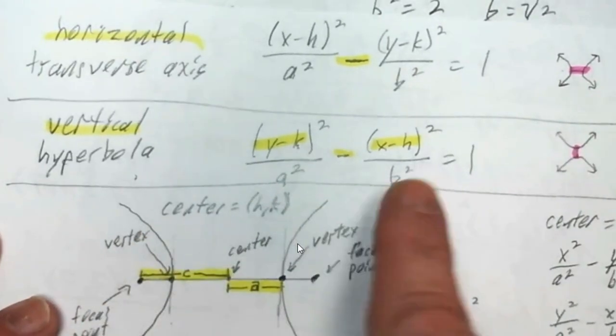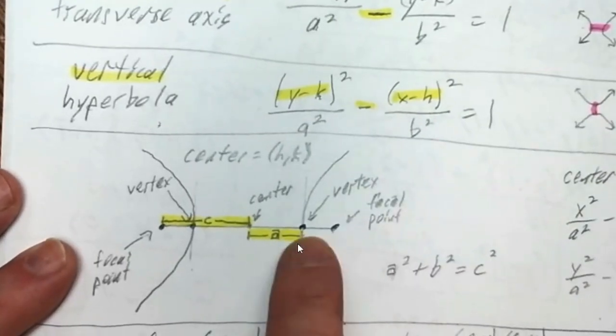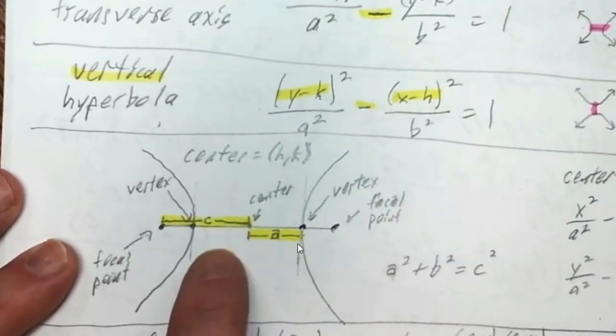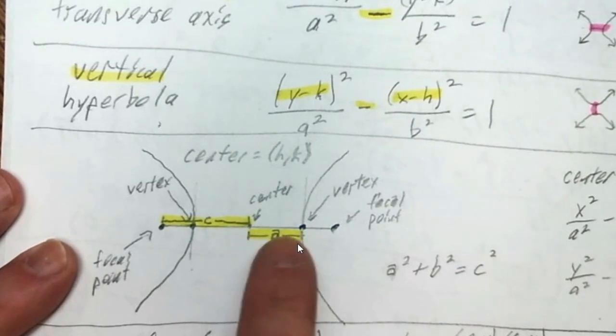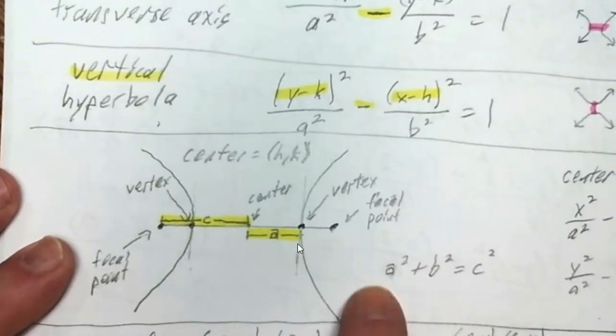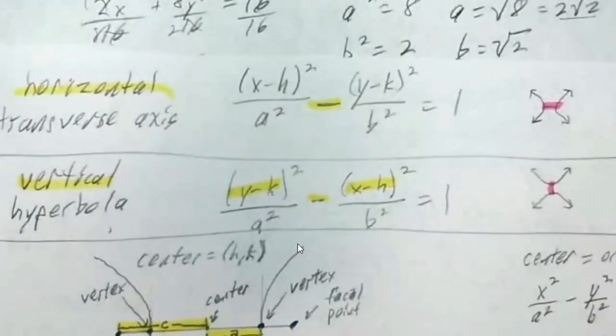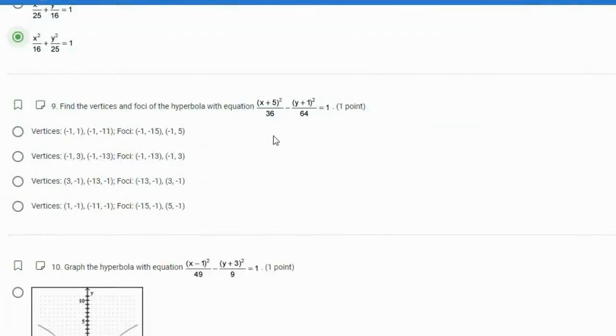All right, B, we got the distance from the focal point to the vertex out here. A is the center to the vertex. C is the center to the focal point, which is outside there. And we have the Pythagorean theorem works for us this time. So, all right, we got those notes. And what do we need? We have an equation. So let's write down the equation real quick.